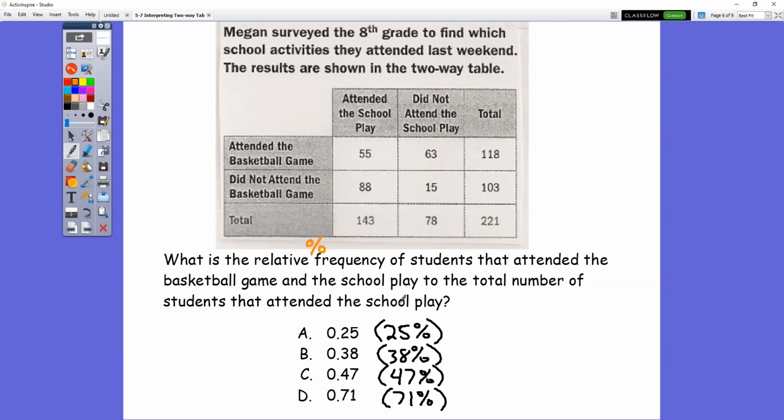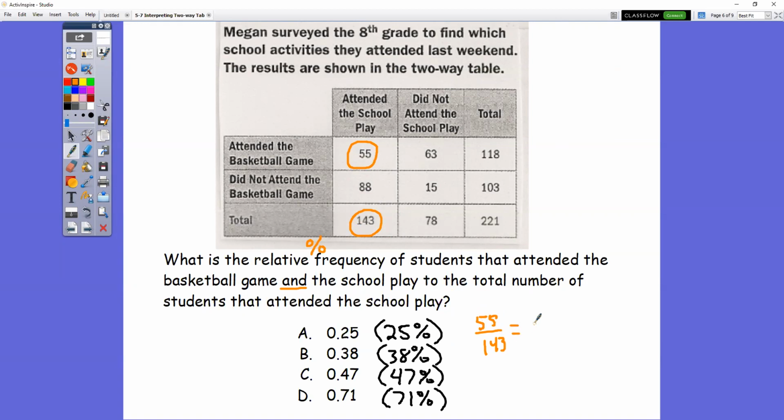Remember, relative frequency means your percent of students that attended the basketball game and the school play, we're looking right there at 55, to the total number of students that attended the school play. The total number of students that attended the school play is 143. So they want 55 out of 143 because that's the number of students that went to both compared to the number of students that attended the school play. So 55 out of 143, top divided by bottom.